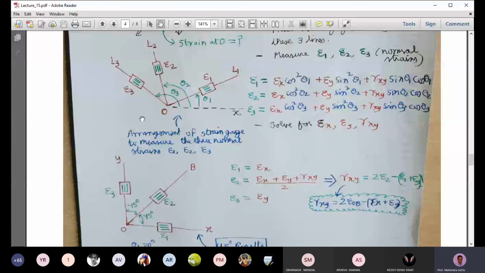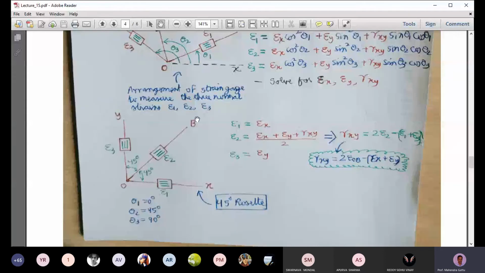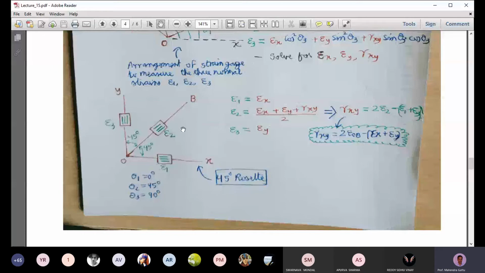So we have already seen the strain rosette. There are different types of strain rosette. Here we have a strain rosette oriented like this: one gauge along the x-axis, one along the y-axis, and another along the bisector of the x and y axes. This is called a 45-degree rosette. For strain gauge 1, theta 1 is 0 degrees. Strain gauge 2, theta 2, the angle it makes with the x-axis, is 45 degrees, and theta 3 is 90 degrees.